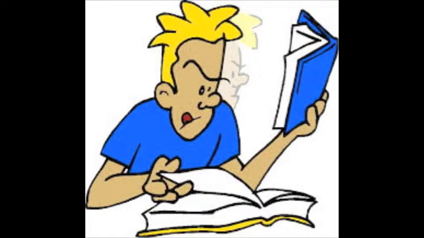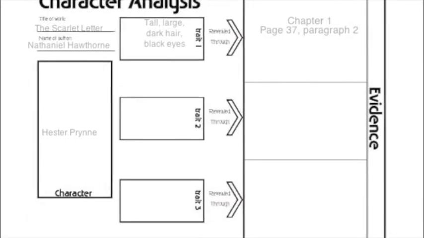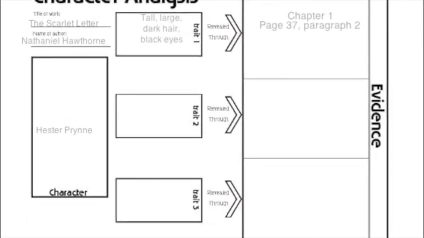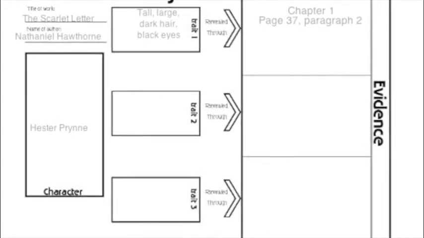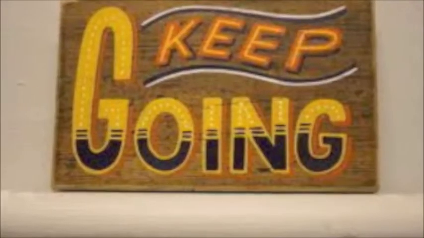Now, in the first trait box, write some words or short phrases that describe Hester. Then, in the first evidence box, write down the page number and paragraph number where that description is located in the book. This way you can find it whenever you need proof. Here's what we have so far. Looks even better, right? But we have to keep going to really analyze Hester. Let's go to the next step.